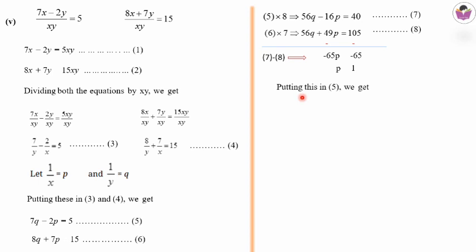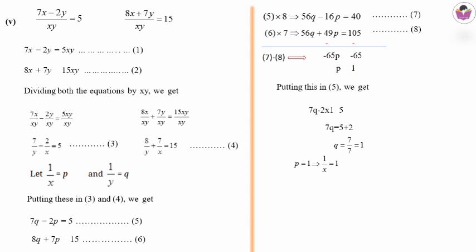Go for substituting this in equation number 5. Equation number 5 becomes 7q minus 2p, that is 7q minus 2 into p, p is 1, equal to 5. That is 7q equal to 5, minus 2 comes to the right side, that is plus 2, 5 plus 2. Then 7q is equal to 7 and q is equal to 7 by 7, that is equal to 1. We have got the value of p and we have got the value of q.